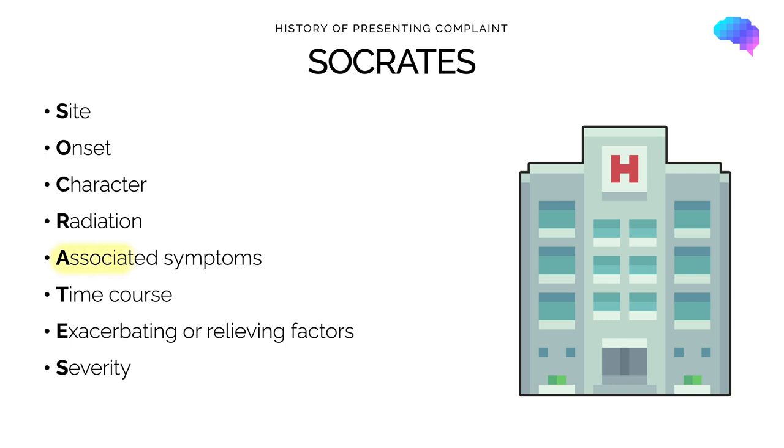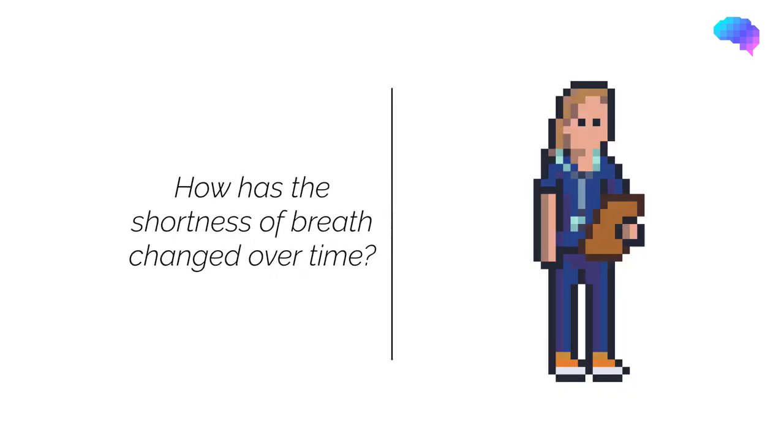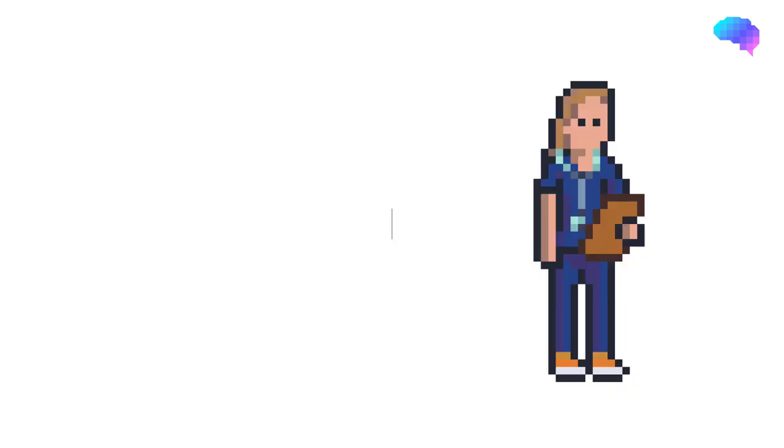We then move on and explore whether there are any other symptoms which are associated with the primary symptom. The patient may not have mentioned these earlier in open questioning, so it may be important to ask them about some specific symptoms. For example, if they are presenting with breathlessness, we might want to ask them directly whether they are experiencing any chest pain. Time course refers to how the symptom has changed over time. So it's important to build up a picture of how the symptom has changed since its onset. For example, you might want to ask, how has the shortness of breath changed over time?